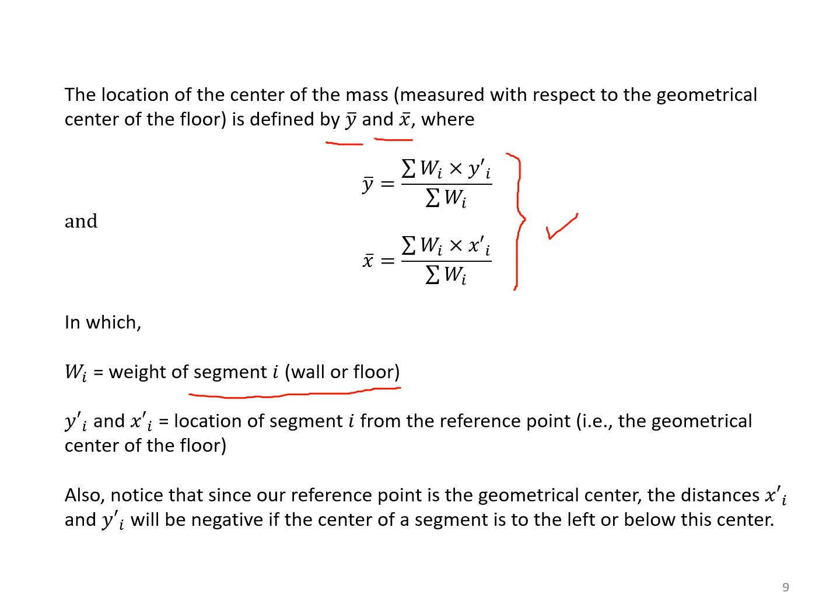Y prime i and x prime i are the location of segment i from the reference point. And please notice that since our reference point is the geometrical center, the distances x prime i and y prime i will be negative if the center of the segment is to the left or below this center. I'll demonstrate this through an example.